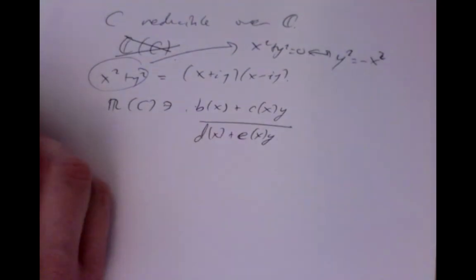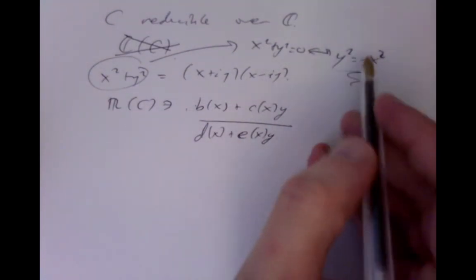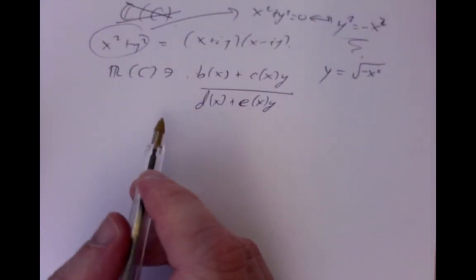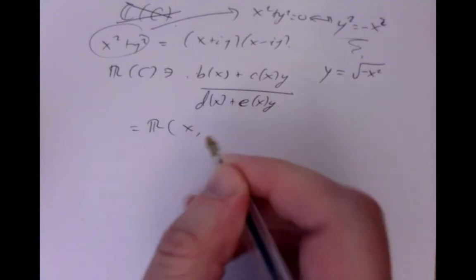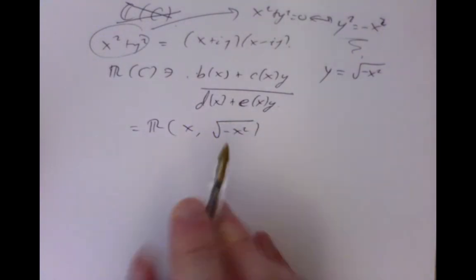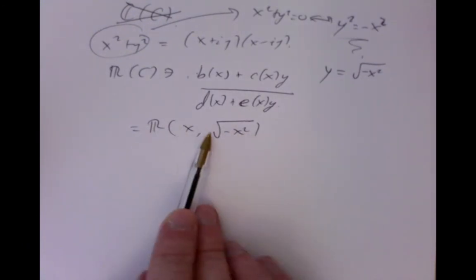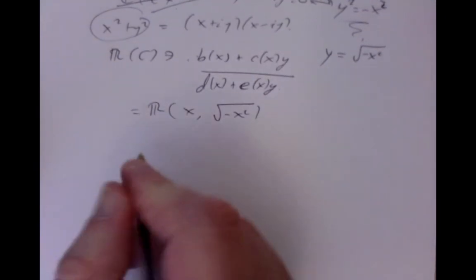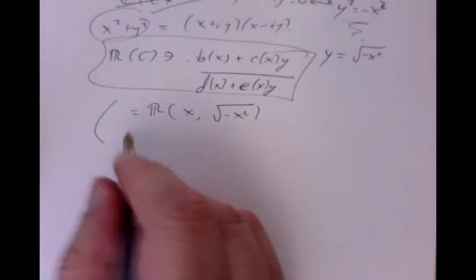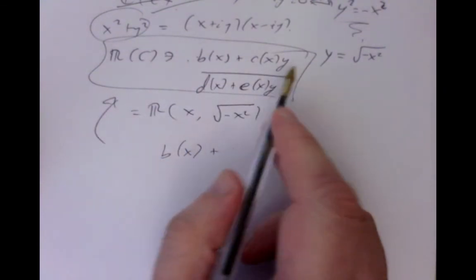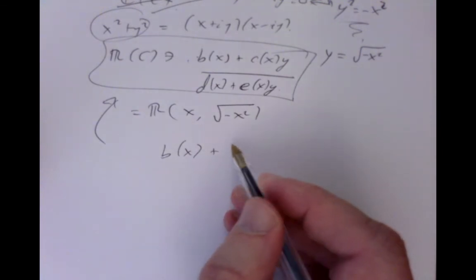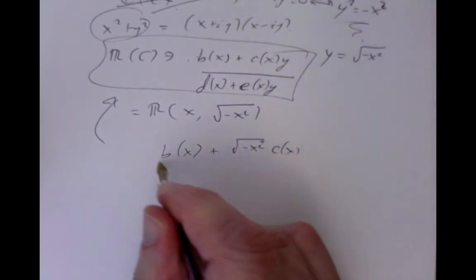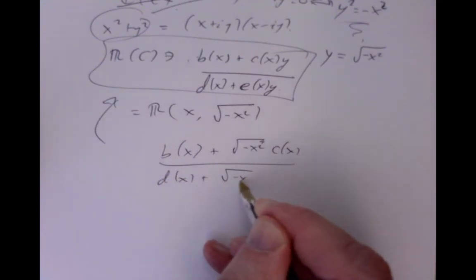So it's convenient to then think of it, if y squared is minus x squared, that's taking both squares of both sides. y is a kind of square root of minus x squared. And so we can really say that somehow this thing is equal to the rational functions in x together with a square root of minus x squared. And that wouldn't be something you'd find in the ordinary rational functions. So you can think of it that way. Another way to think of it is to go back to this expression here. We could write it as b of x plus, if you write y as a square root, minus square root of minus x squared times c of x, and then this guy as d of x plus square root of minus x squared times e of x.